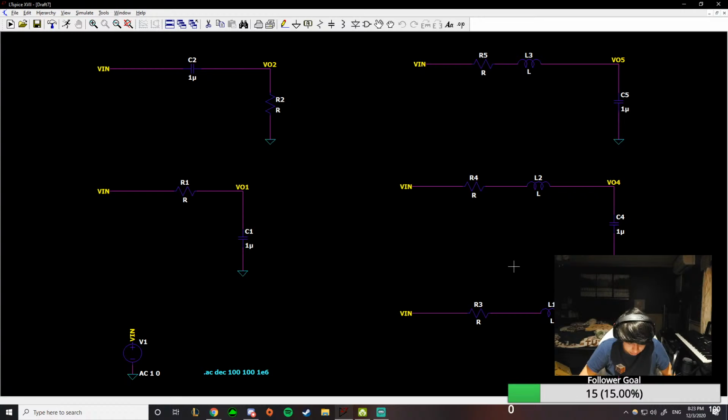R4 plus SL plus 1 over SC is equal to H of S. This next one. One, two, three, four, five. Yeah, the last one. So 1 over SC again over R5 plus SL plus 1 over SC is equal to H of S.